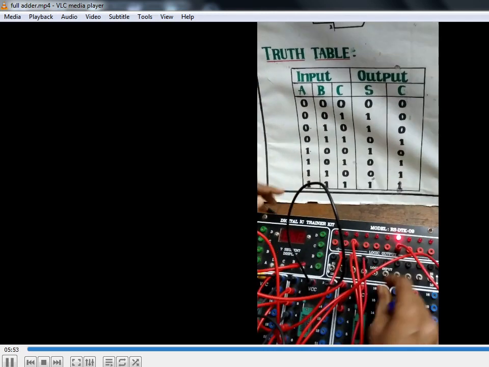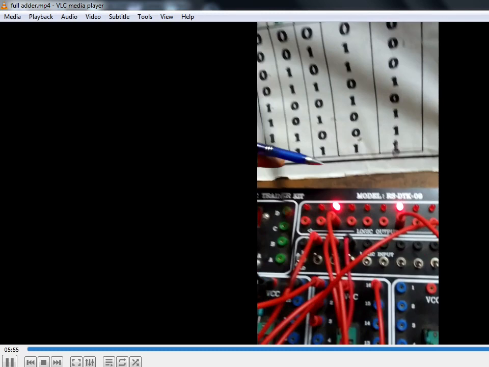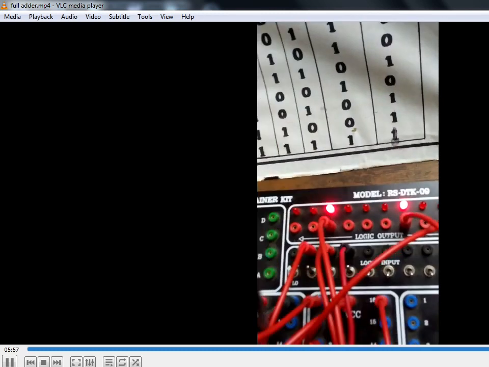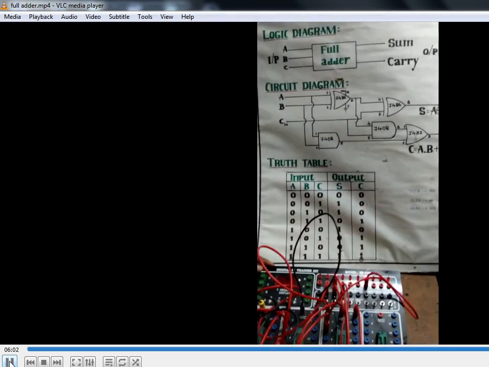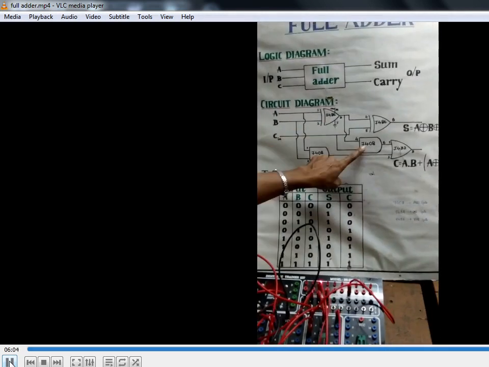When all the inputs are 1, then both sum and carry outputs are 1. So this is the truth table verification of full adder using XOR, AND and OR gates.